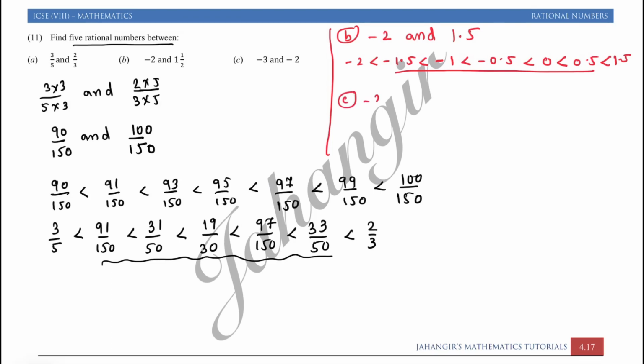C. Minus 3 and minus 2. Here also it is simple: minus 3 less than minus 2.9 less than minus 2.7 less than minus 2.6 less than, we can write minus 2.5, less than, how many is that, minus 2.4 and less than minus 2. See, we got 1 2 3 4 5. You can put any numbers in between minus 3 and minus 2. It's your choice. You can do it according to as you wish.